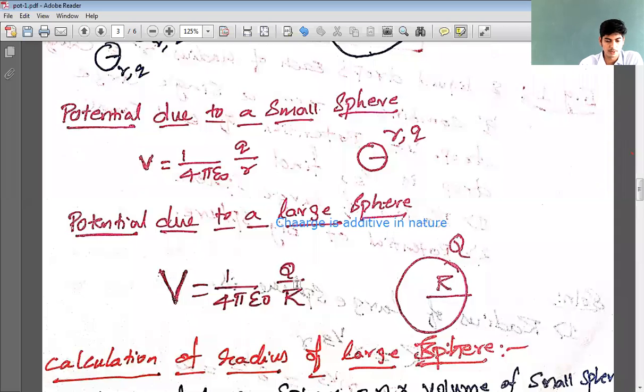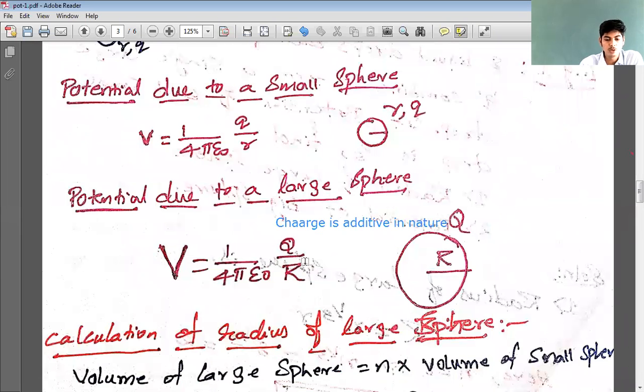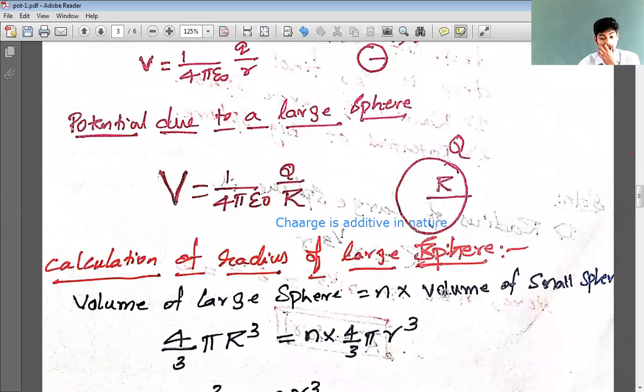Capital Q we know. Can we calculate what will be the radius of this large sphere? Now, to know the potential, we must know the charge. Capital Q we know, capital Q is equal to n into small q. Do we know the radius of this large sphere? n power 1 by 3, we did yesterday. See how it was done.